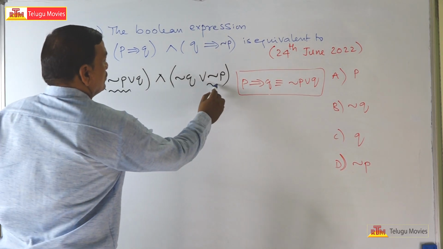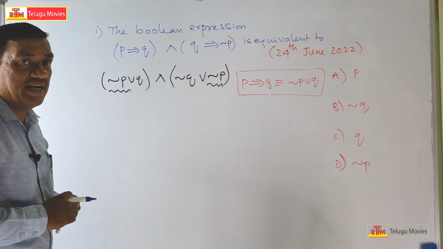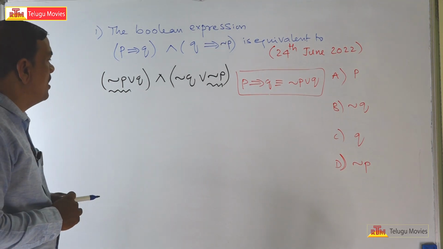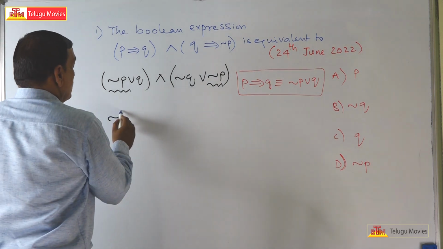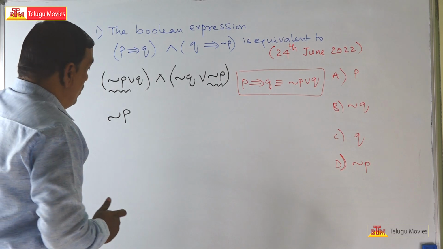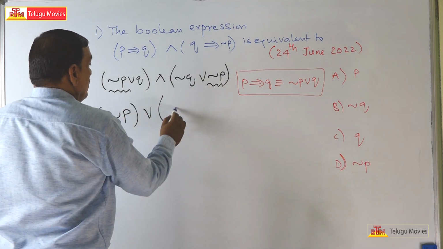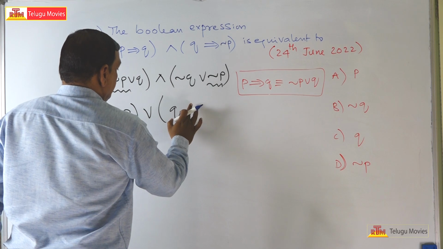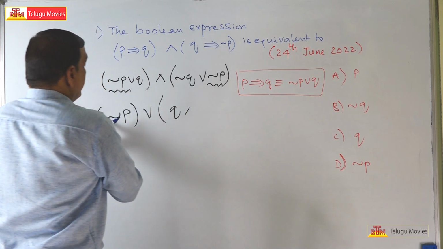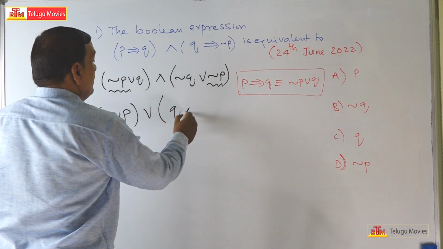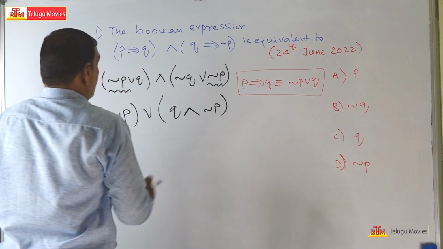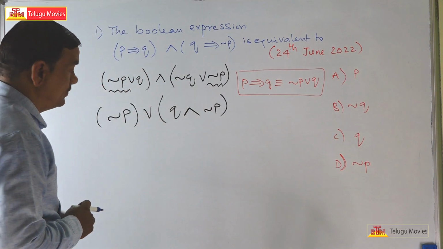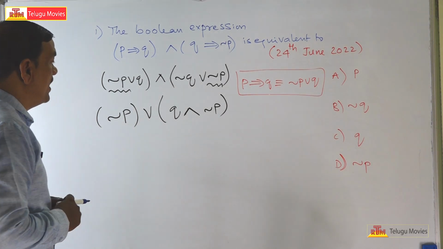From this what can you say here? See here negation P, here also negation P is there. Can I take negation P outside, just like applying De Morgan's laws? Apply De Morgan's laws. If you apply De Morgan's law, this is negation P or Q, and negation P or negation Q. So this will be negation P or Q and negation Q.